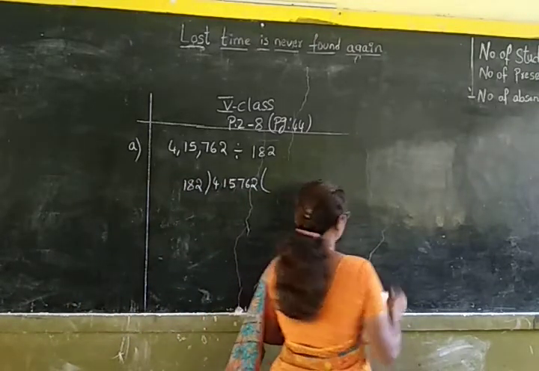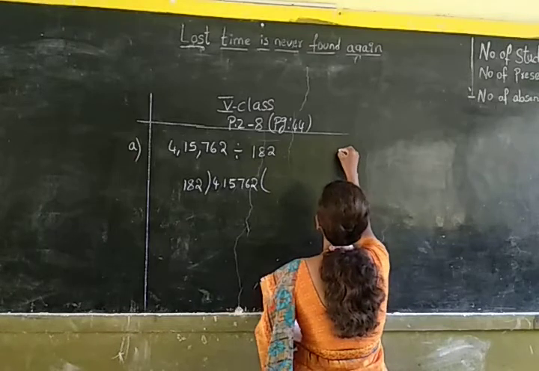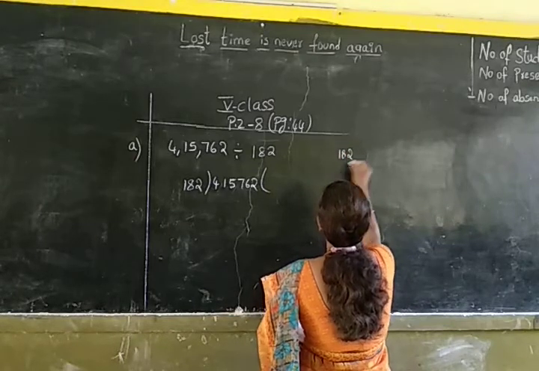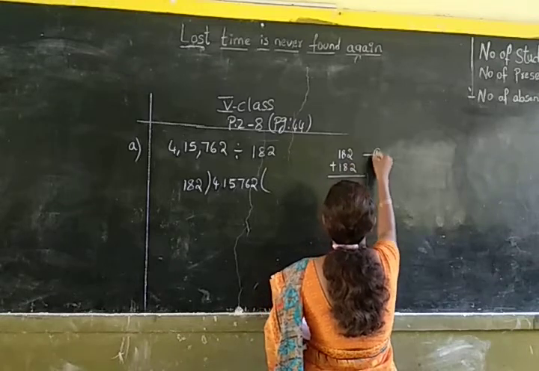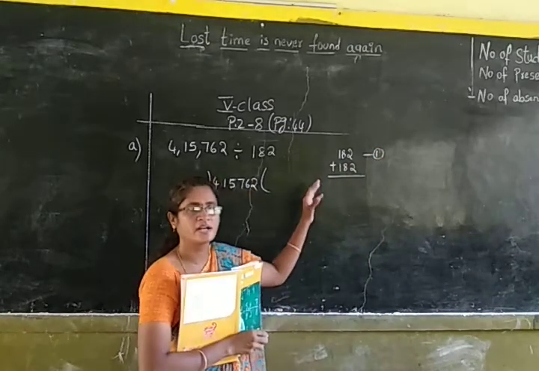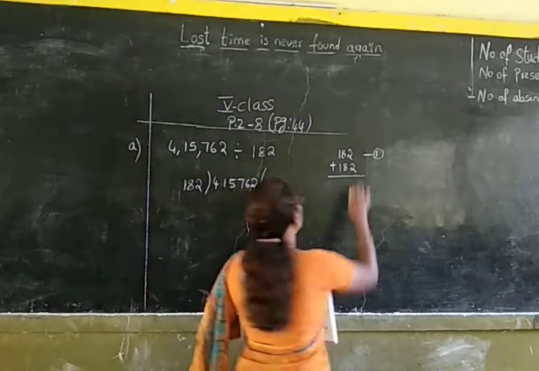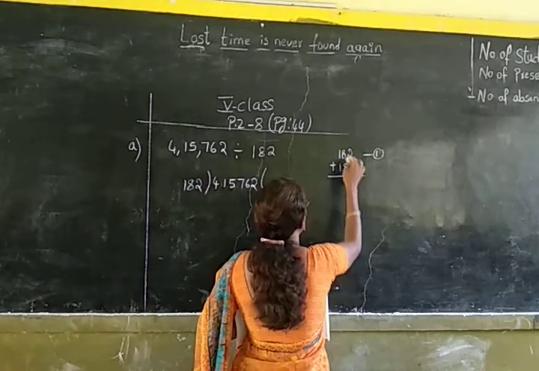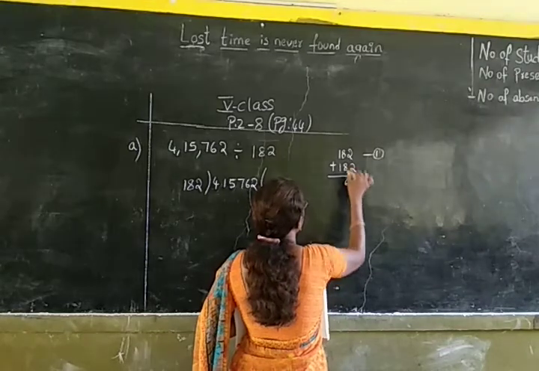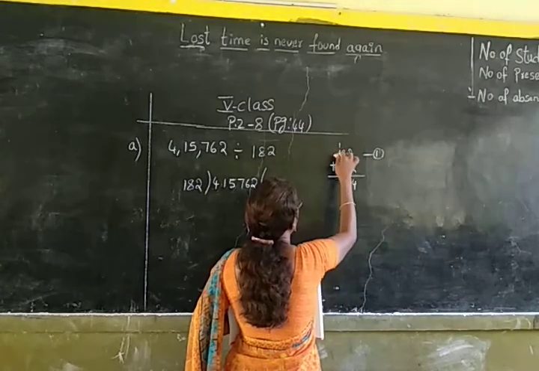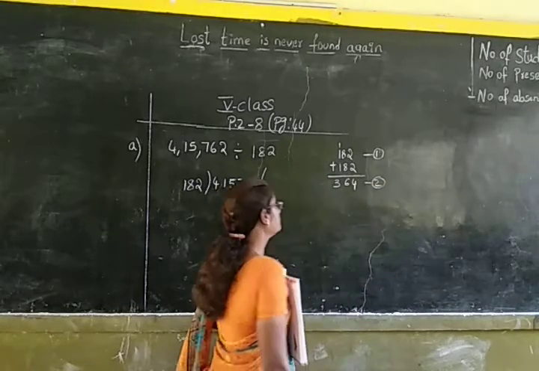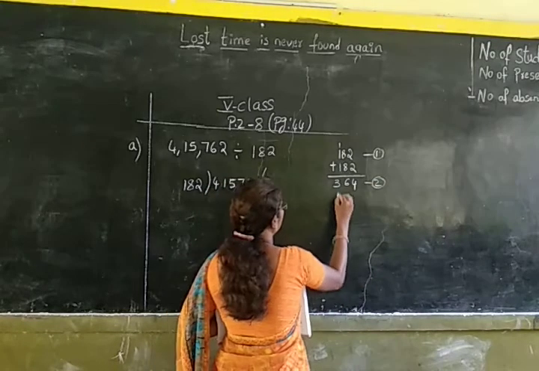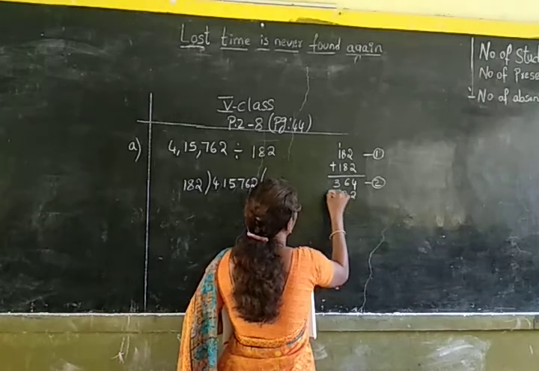So first, 182 plus 182. This is 1 times. Here I am doing the repeated addition and writing the table. 2 plus 2 is 4. 8 plus 8 is 16. So 1, 2, 3. So this is 2 times. Again I am going to add 182.